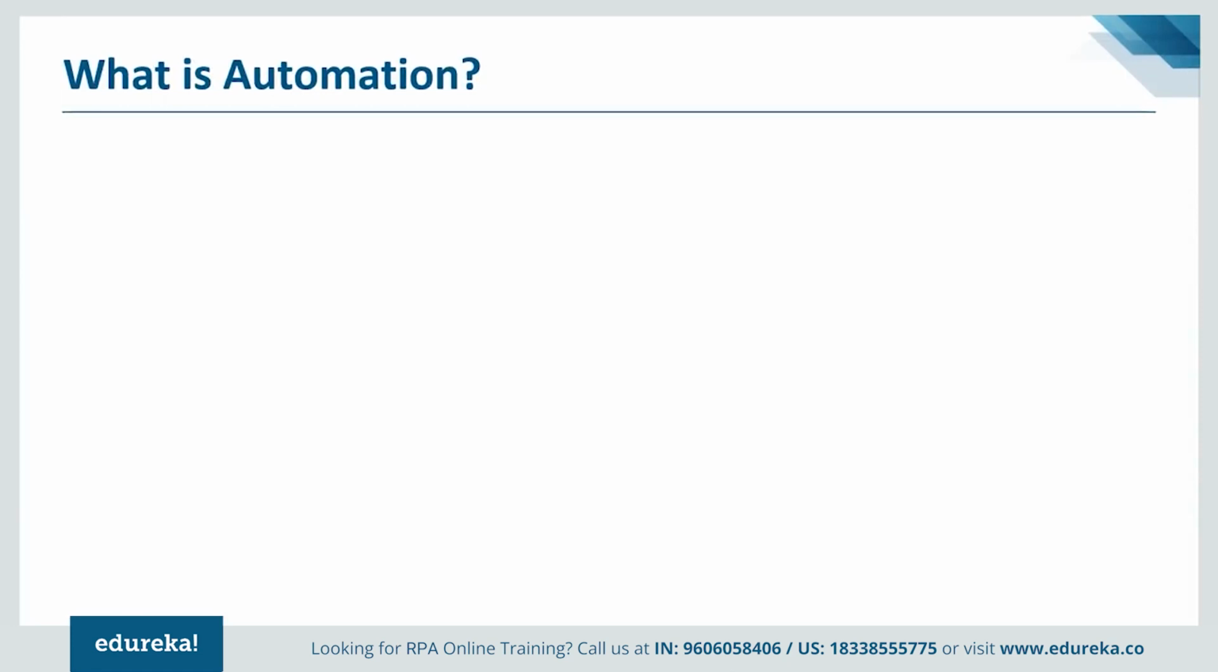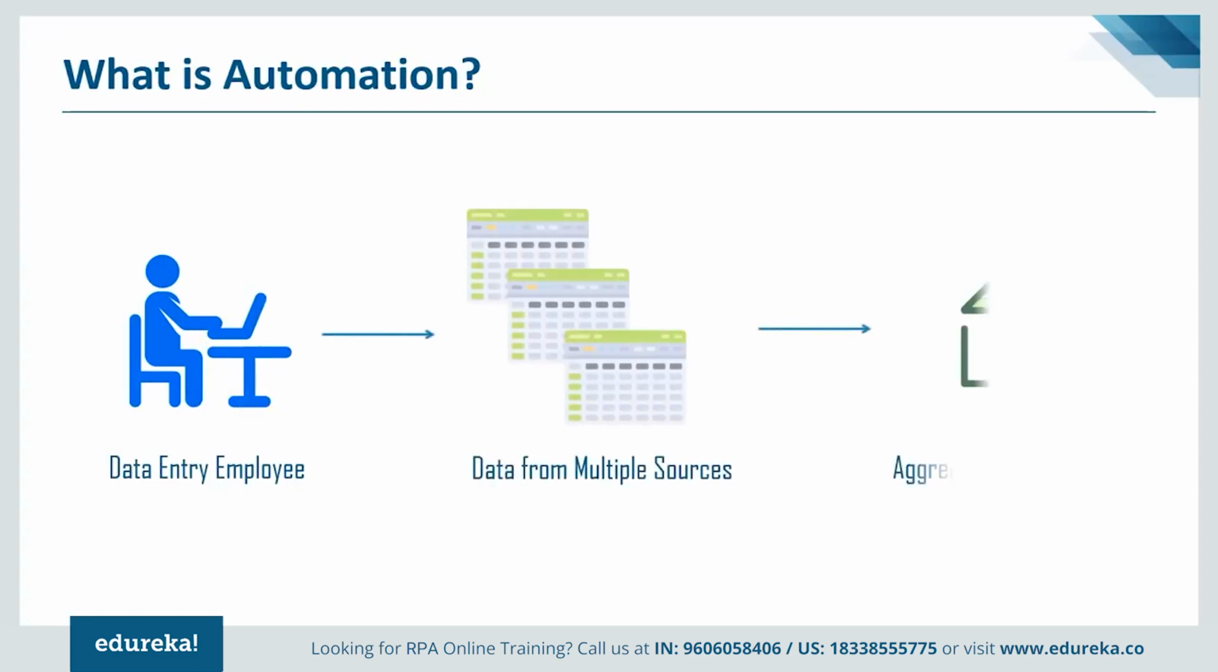Now, to understand this concept, let's just consider a scenario where a person's sole job is to collect the data from multiple sources and then aggregate them into an Excel file. Now, do you think this person should do this job on a daily basis, or he can instead automate this task? Obviously, the second option sounds better, right? So if you just automate this task of aggregating the data from multiple sources and then putting them in an Excel file, what he can simply do is he can just make a robot do it for him.